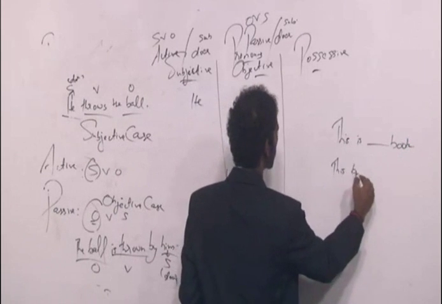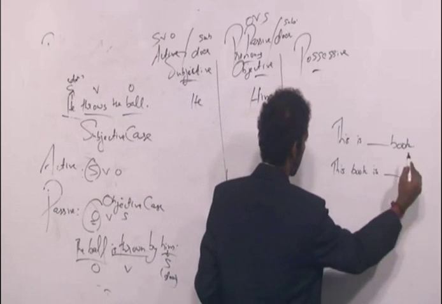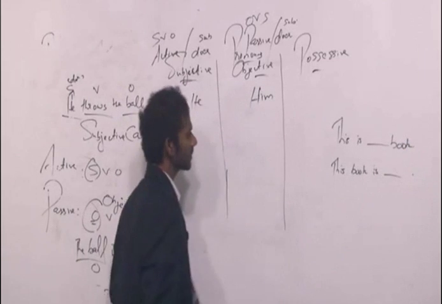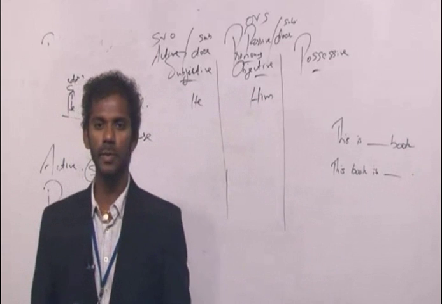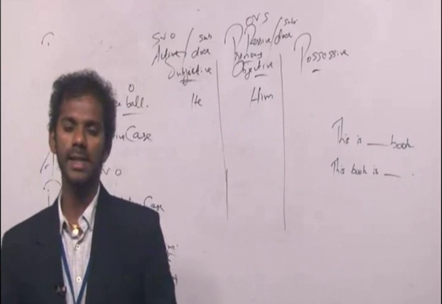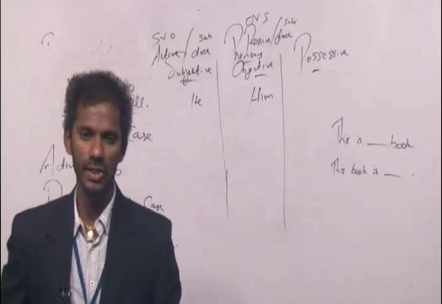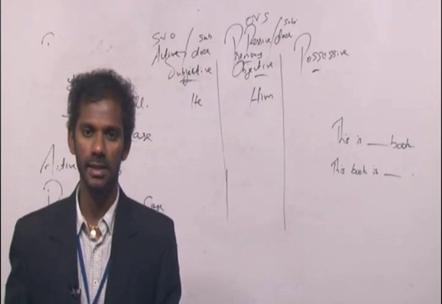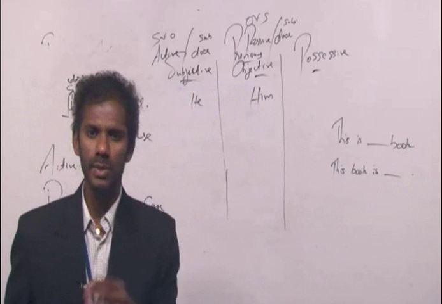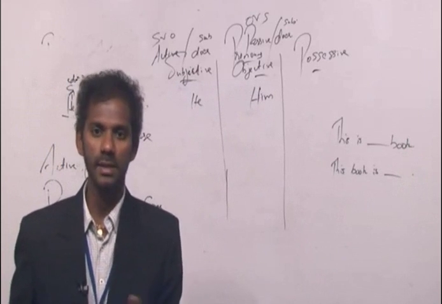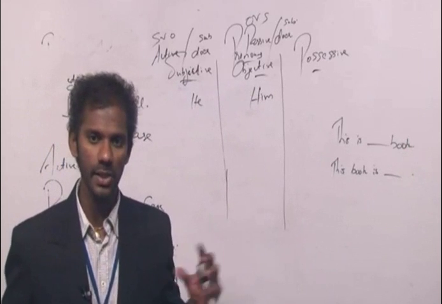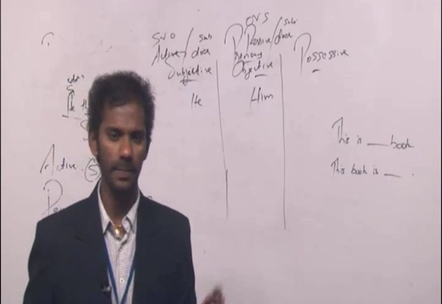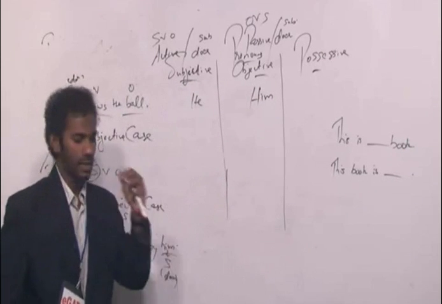This book is dash. This is dash book, this book is dash. Now if I say this is dash book or this book is dash, both the sentences show possessive case. That means the book belongs to someone. Someone possesses the book. Clear? So both the sentences show possessive case. The book belongs to someone.